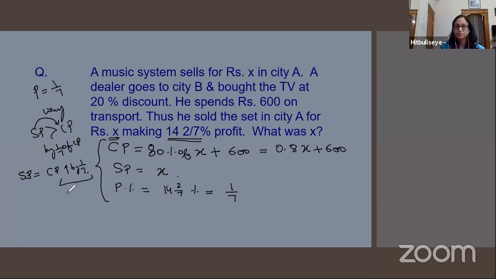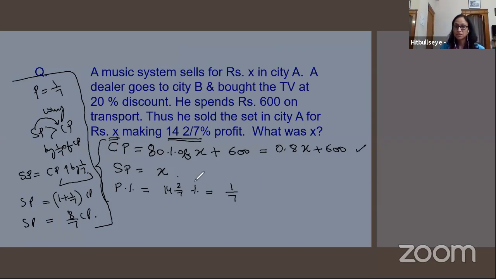And if you increase something by 1 by 7, it becomes 1 plus 1 by 7, right? So what is 1 plus 1 by 7? It's going to be 8 by 7 of the cost price. This is what I used, right? So this is the shortcut knowledge that you have applied. Now we are implementing it here.